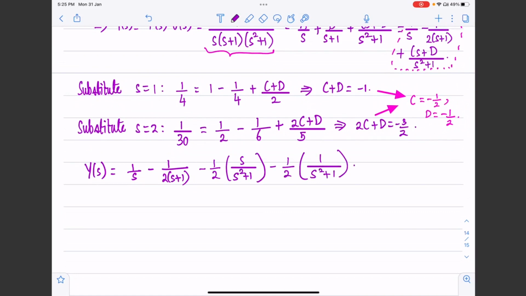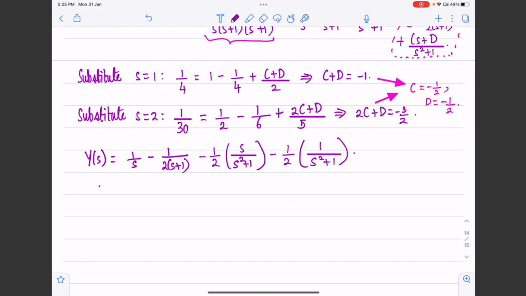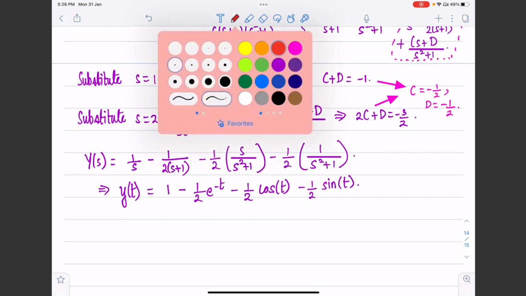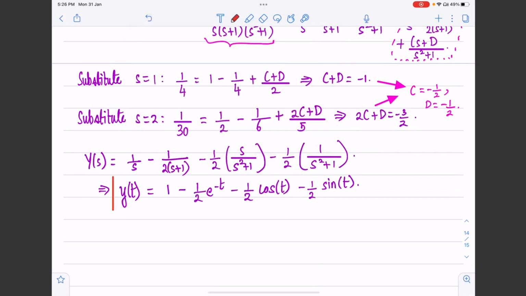So this is the next step. If we now take the inverse Laplace transform, we will see that the output y of t will become 1 minus 1 by 2 e power minus t, minus 1 by 2 cos t, because the Laplace inverse of s divided by s squared plus 1 is cos t. And then minus 1 by 2 sine t, because the Laplace inverse of 1 divided by s squared plus 1 is sine t. So this is the output function.